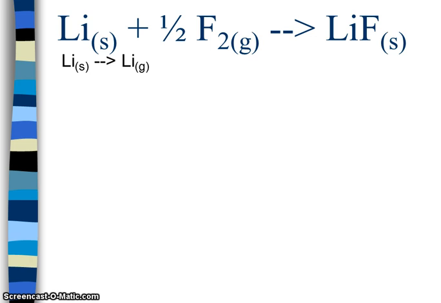And we should remember that when a solid changes directly to a gas, we're looking at sublimation. And that's an endothermic process. We have to add energy in order to go from a solid to a gas. And we can quantify that value. For lithium, 161 kilojoules of energy have to be added in per mole of lithium solid that turns to a gas.